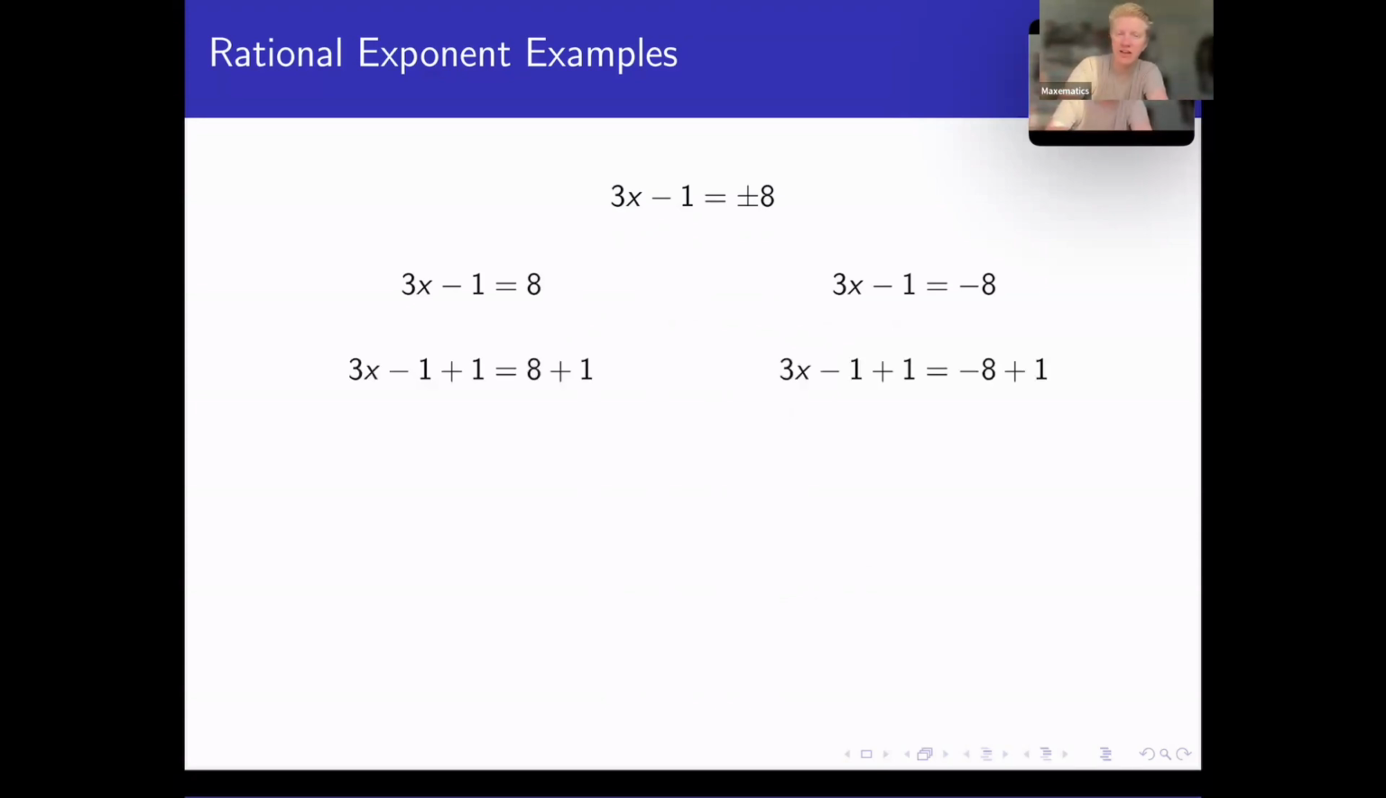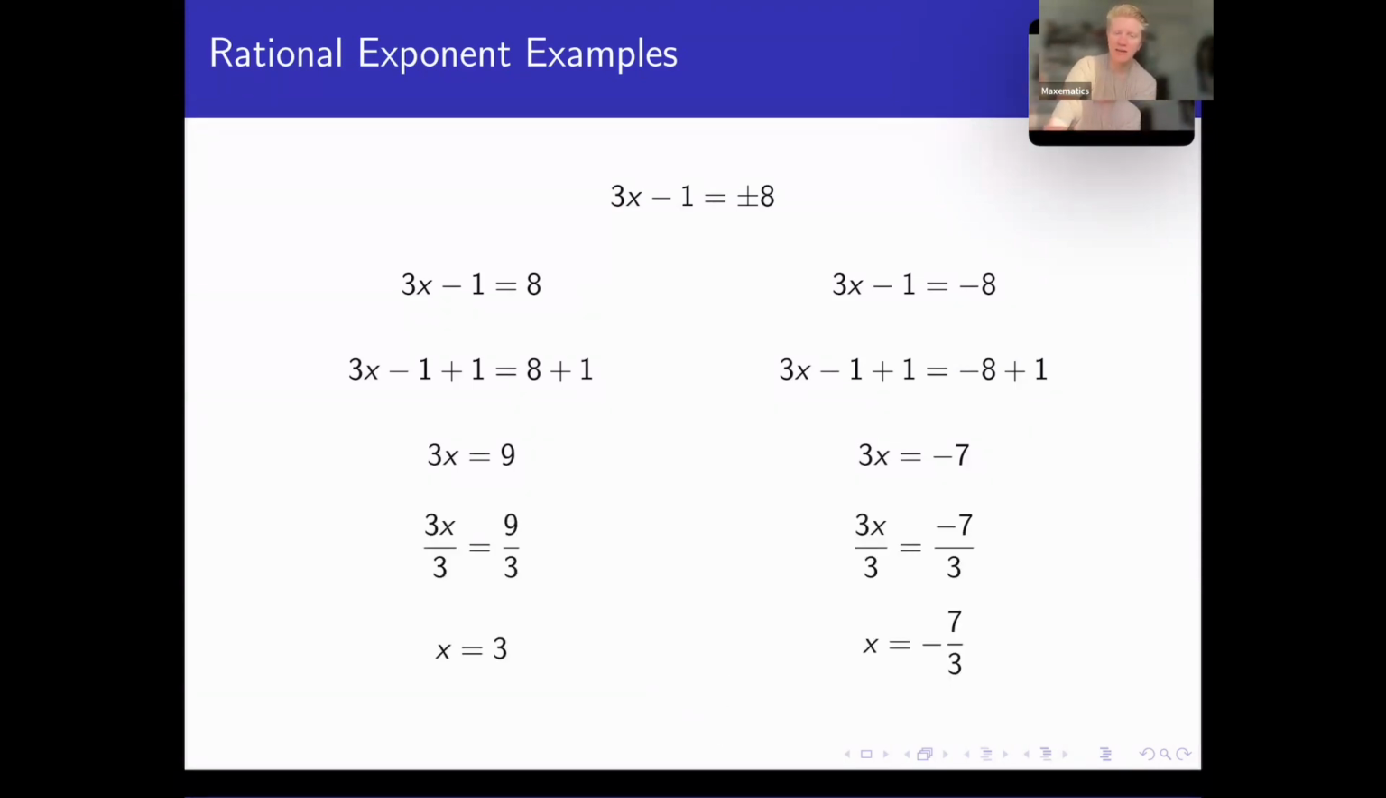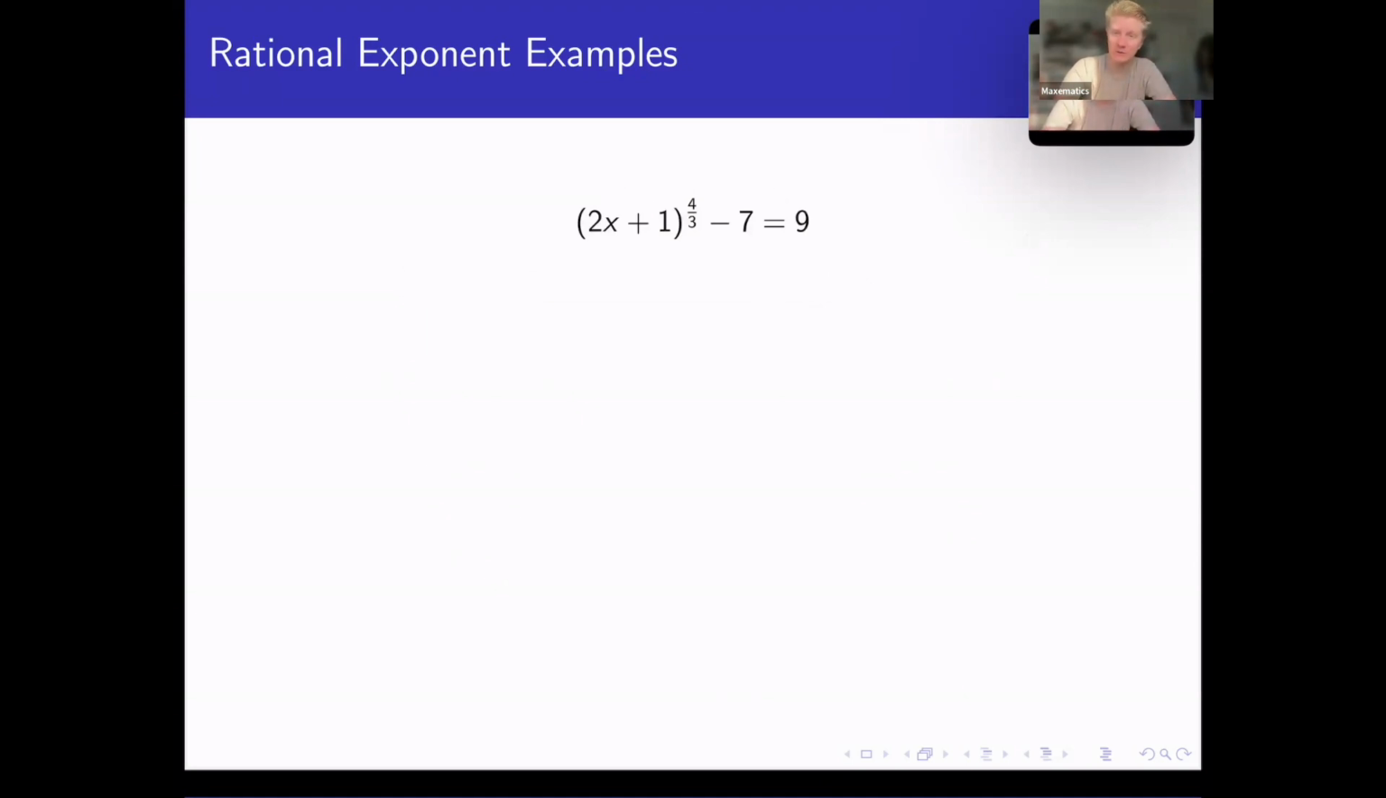Add 1 to both sides. Divide both sides by 3. And we get two solutions. Okay. So a little messy, but really not all that much of an extra step. I mean, yes, it created two separate problems for us at the end, but I think by now, solving equations like this, we absolutely love. So again, it all comes down to the original exponent.